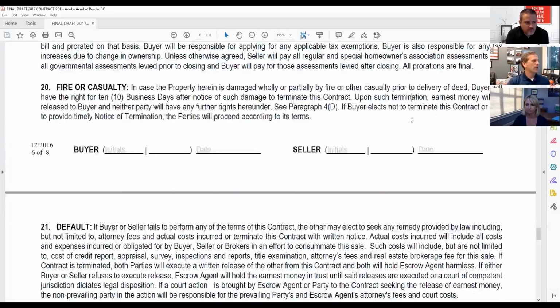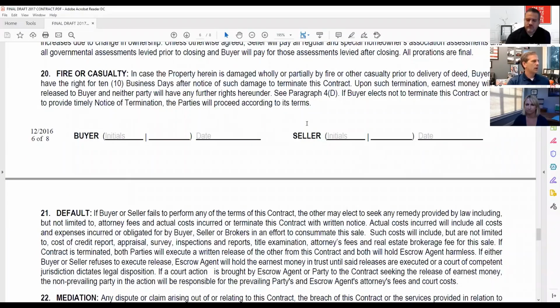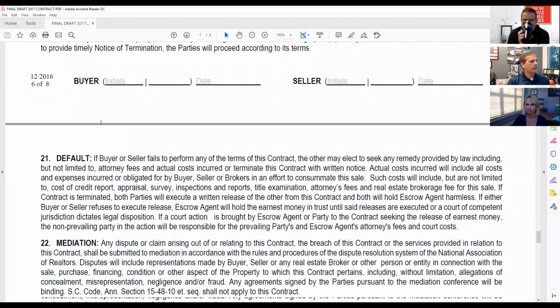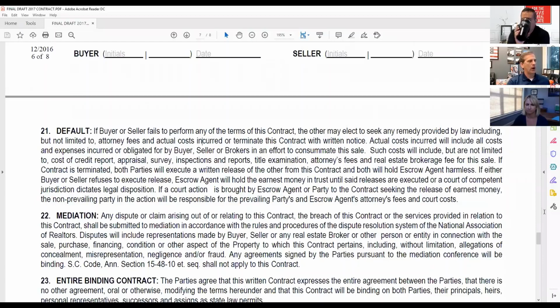Great point. Paragraph 20 talks about what happens if the house catches fire and how to terminate it. I won't really go over that. Default, basically, if a party defaults, the other party may seek legal remedies available by law. Okay? And they are entitled to get attorney fees and court costs if they win.